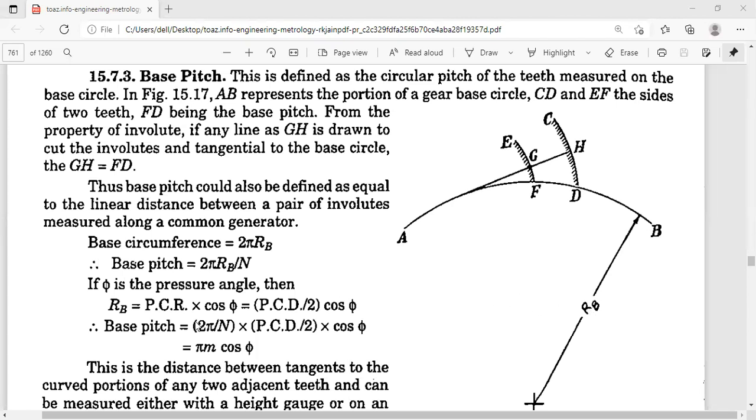So you have the base pitch as 2 pi rb by n. What is rb? rb is given as PCD by 2 into cos phi. So you are left over with pi m cos phi. You can directly write this as pi m cos phi. 2 will get cancelled, and you know the module definition, the pitch circle diameter by number of teeth. So you can take PCD by n as the module. 2 will get cancelled, and you are left over with pi m cos phi.